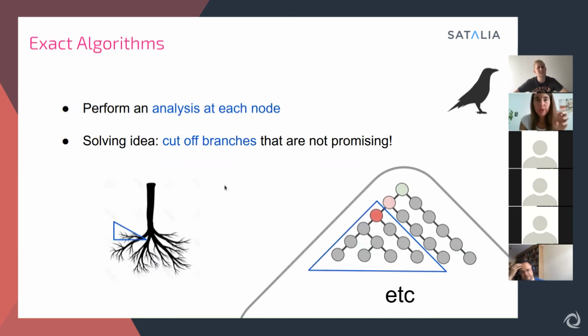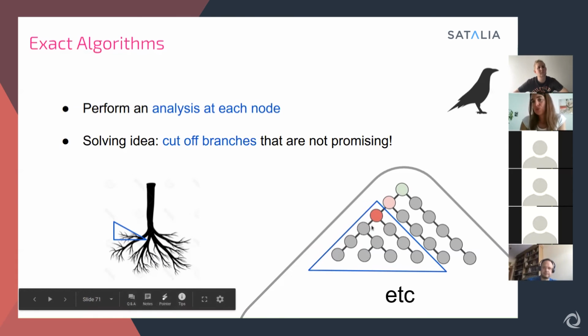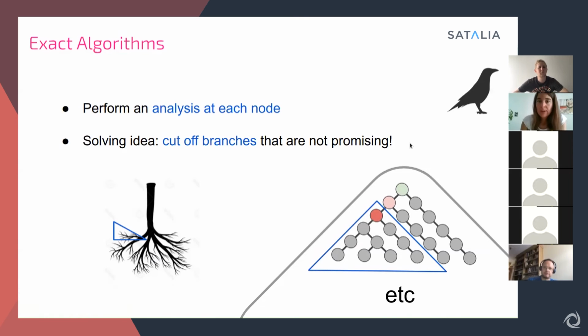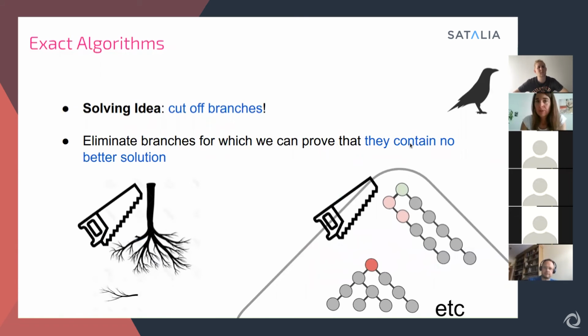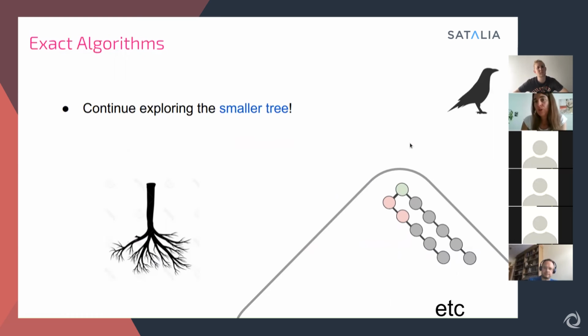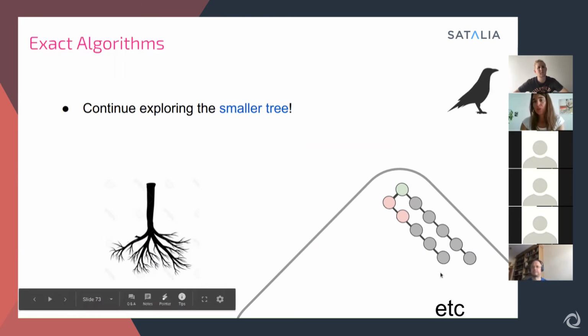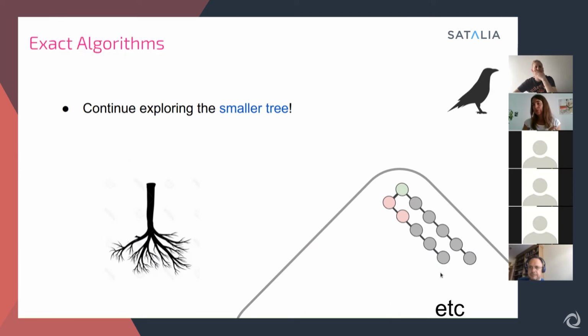And what you can do is you can often tell that a certain branch is not going to be promising. So you might be able to tell here that any solution that is in this branch of this tree is not going to contain the optimal solution. And what you can do then is you can simply cut off this branch, and then you continue exploring the smaller tree. So this way you can often cut off big parts of the solving space. And this is done by this very structured approach.